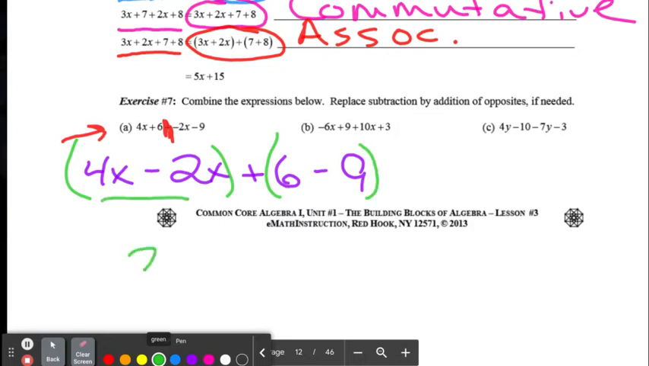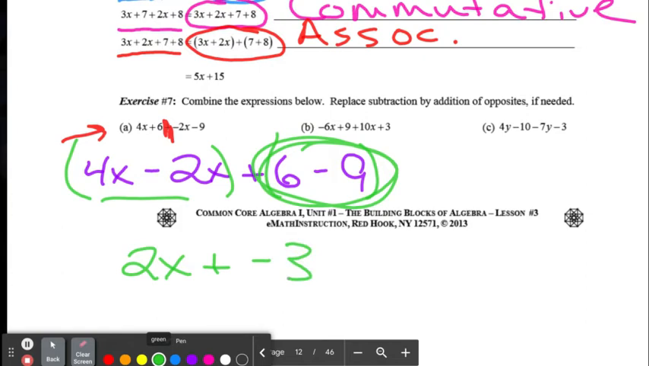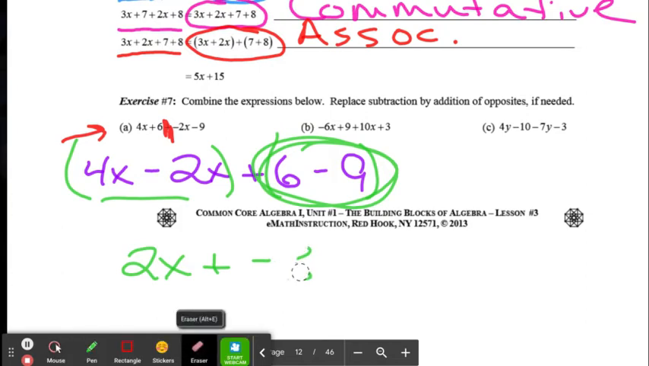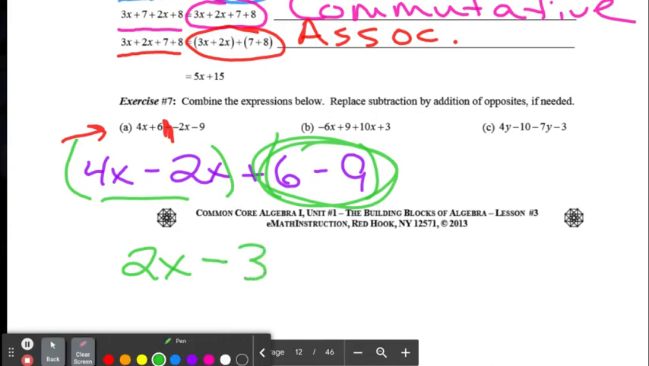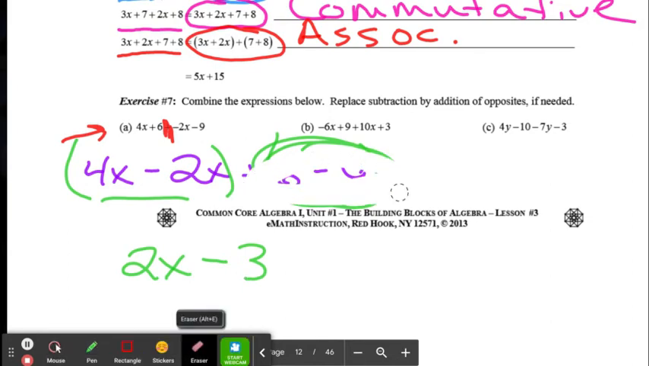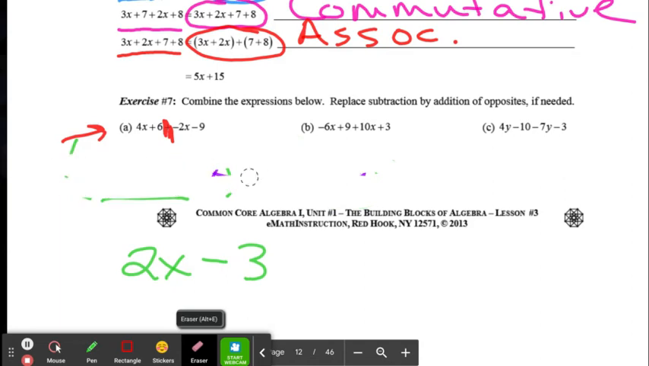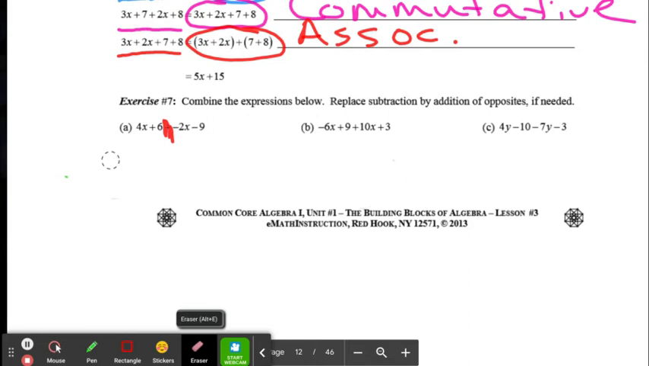So 4x minus 2x is 2x. And negative 6 minus 9 is a negative 3. So you could write plus negative 3, or I'm going to say the better way is to just write minus 3. I'm not sure how he wants you to do these, so I'll rewrite B using the commutative property, and then I'm just going to combine them.